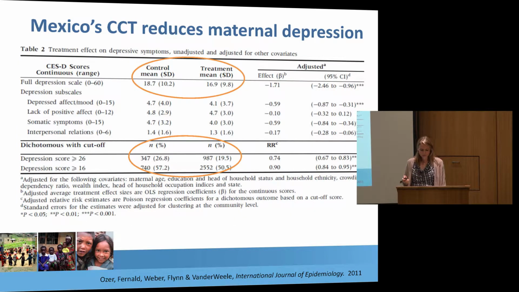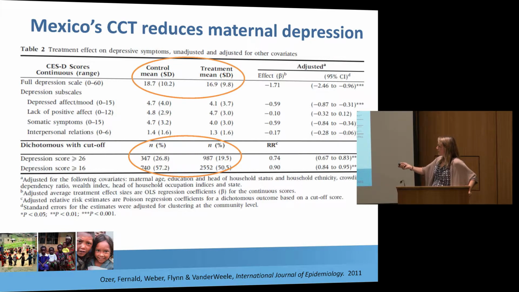We also know from looking at this evaluation that the Mexican program reduces maternal depression. In this paper we showed about a 1.5 difference on the full depression scale of the CESD scores between the control and the treatment arm of the Oportunidades program.